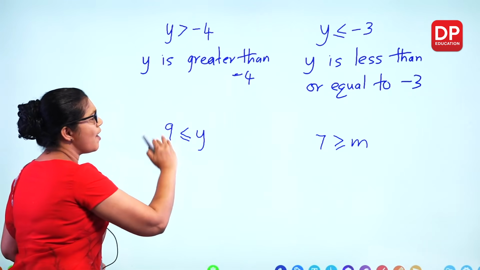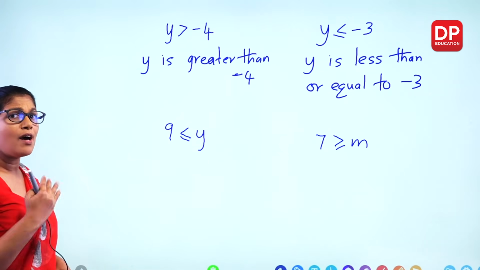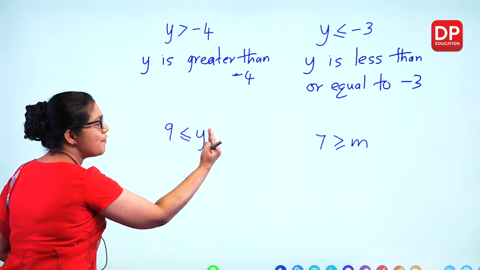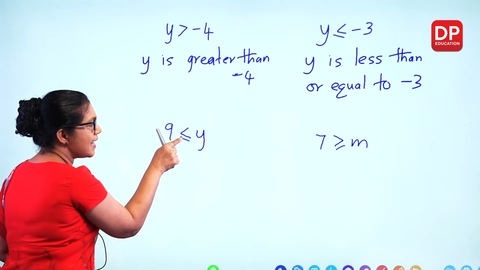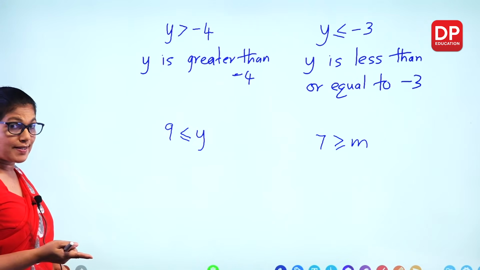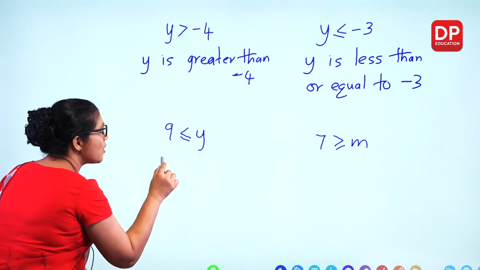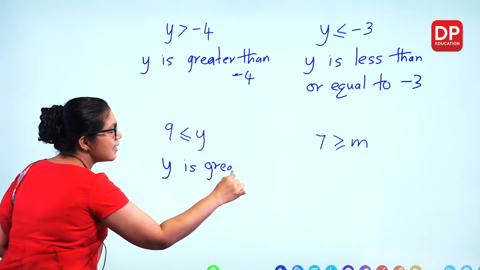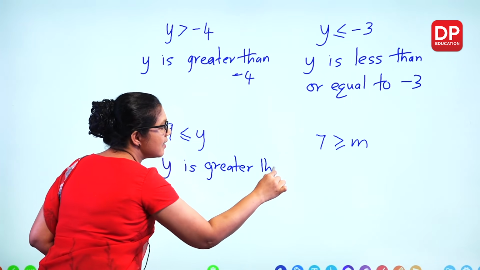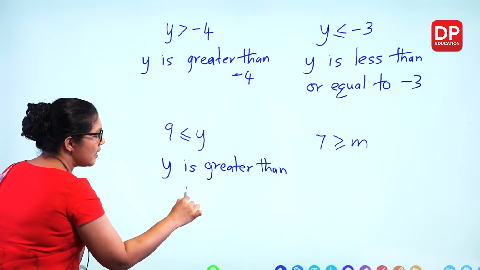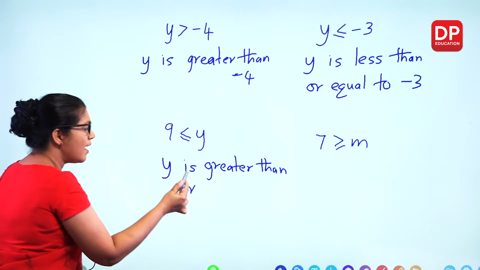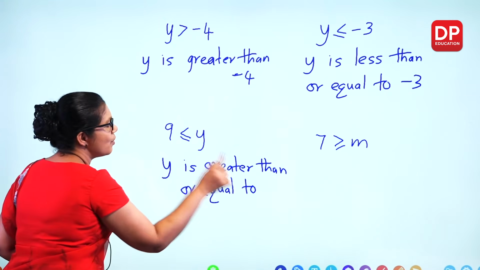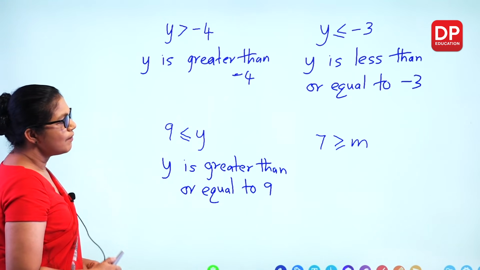So the unknown letter is on the right, so we need to start from there. When we read from this side, the crocodile mouth opens. So we can write y is greater than or equal to, because there's an extra line, 9. What about this one?